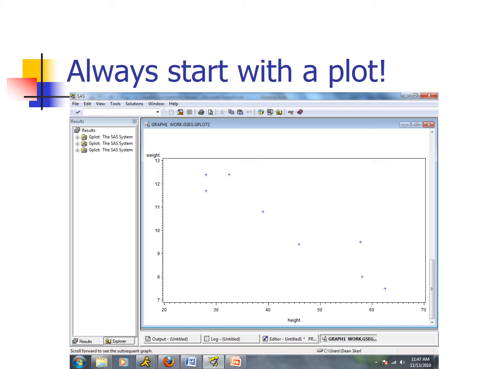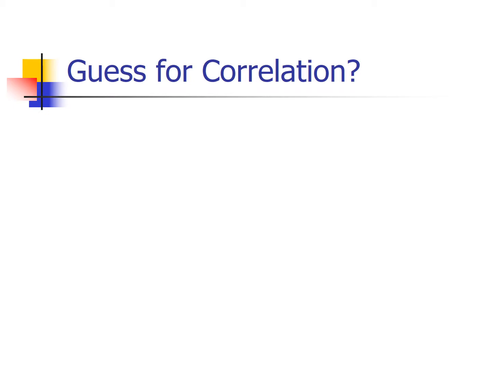How strong is this relationship? Well, this is where the correlation is actually very useful, but I would say this is very strong. All those points seem to be pretty tightly packed in this sort of linear form. What's a good guess for a correlation? Well, I know it has to be negative, since it's a negative relationship. It's pretty strong, so I would guess maybe somewhere about negative 0.9.